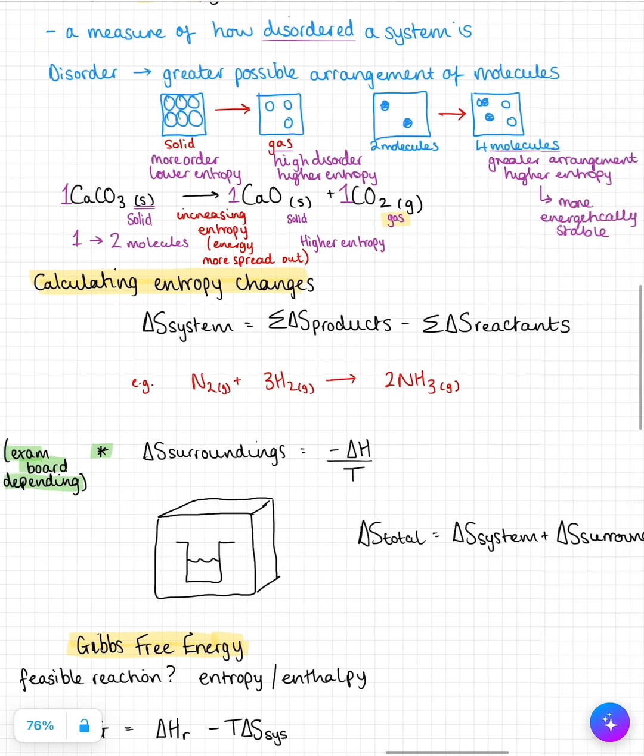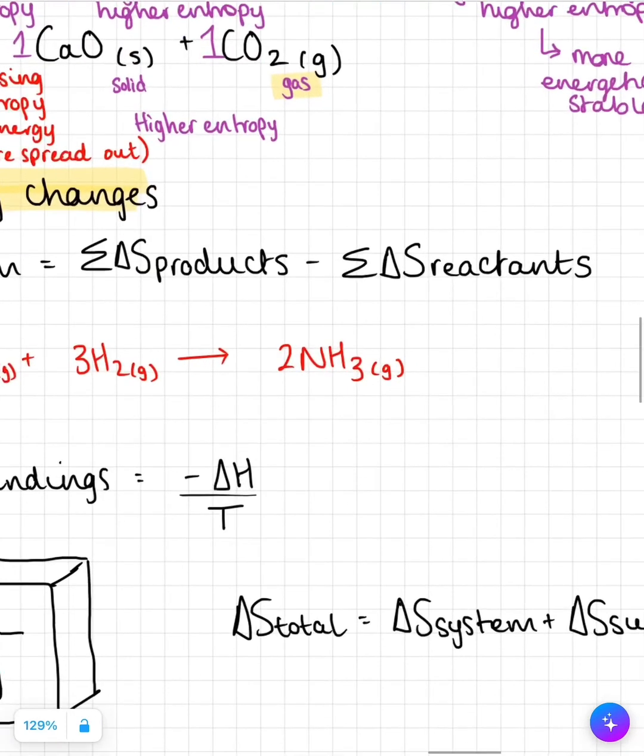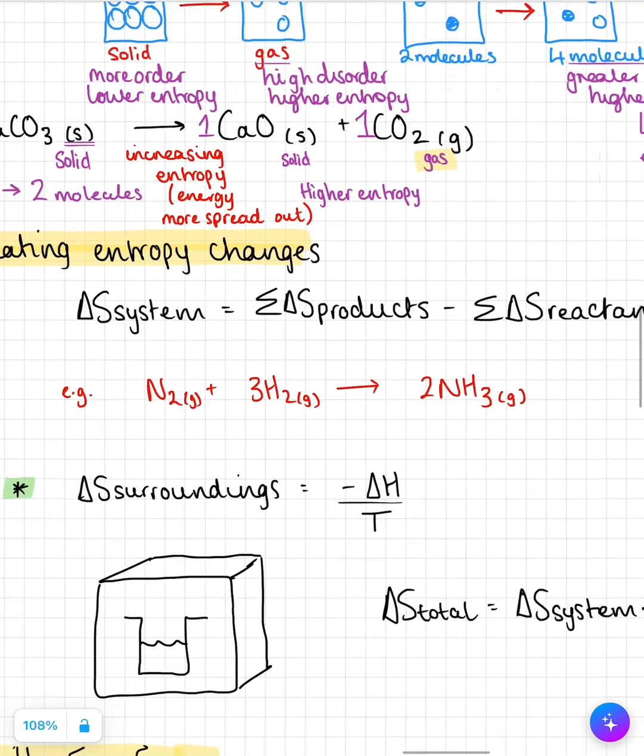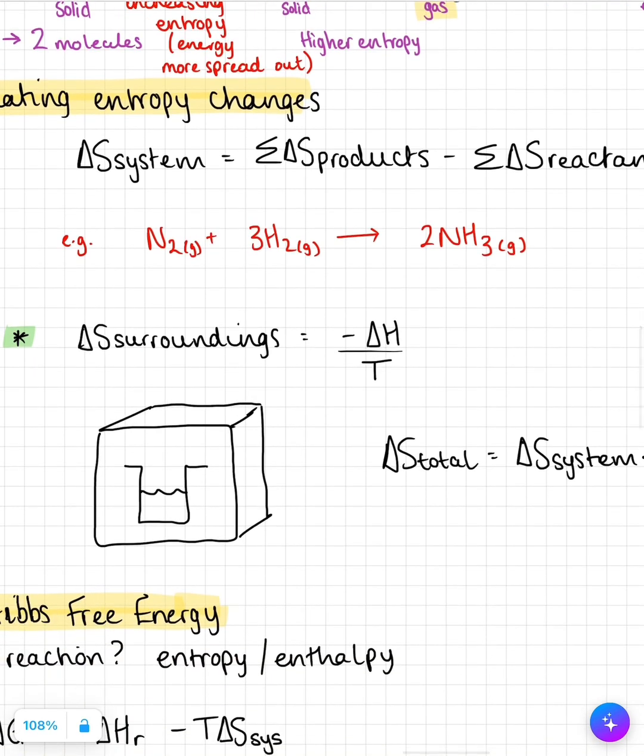We can calculate entropy changes. Now, in our data book, entropy values have been calculated for every atom, molecule, compound. So we can calculate the entropy of a system. Now, what do we mean by the entropy of the system? A system are the molecules that are reacting.